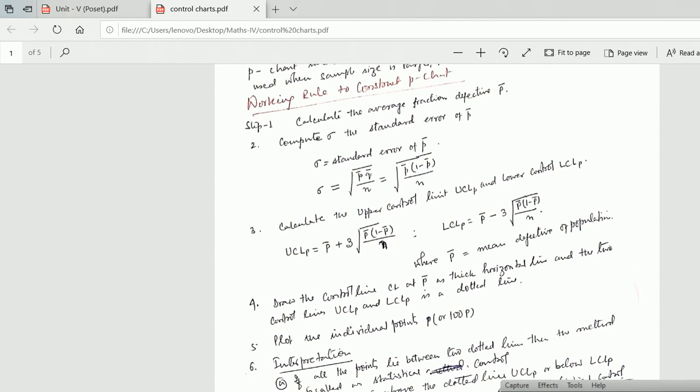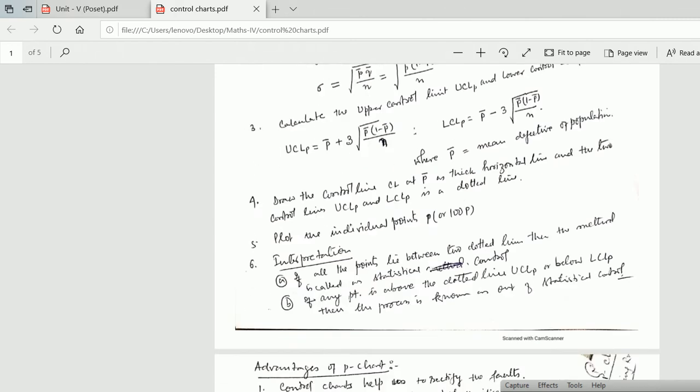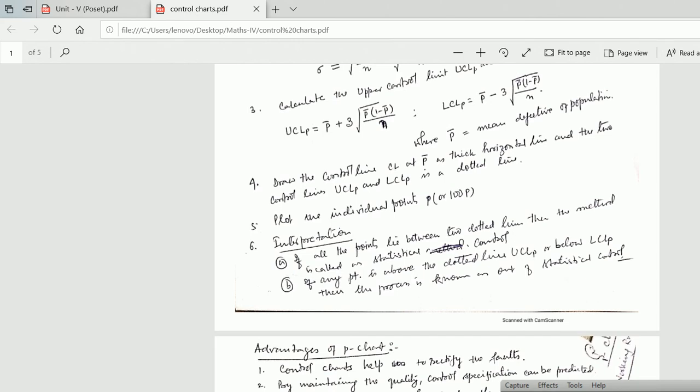Now fourth point, draw the control line CL at P bar as a thick horizontal line, and the two control limits UCL P and LCL P as dotted lines. You just draw the upper control limit and lower control limit as dotted lines, and the thick line as the control line CL. Now fifth point is to plot the individual points P or 100p.